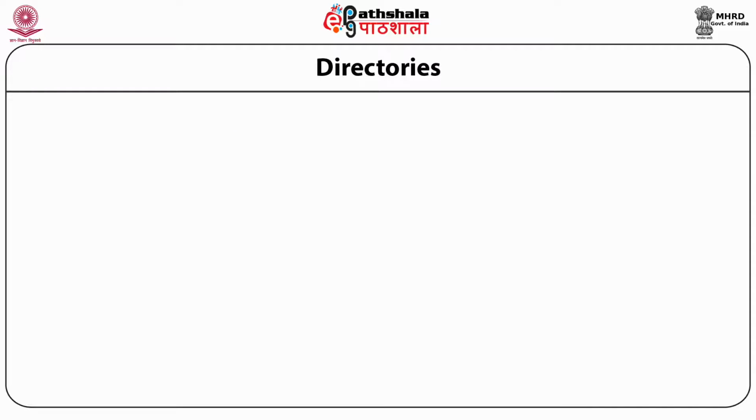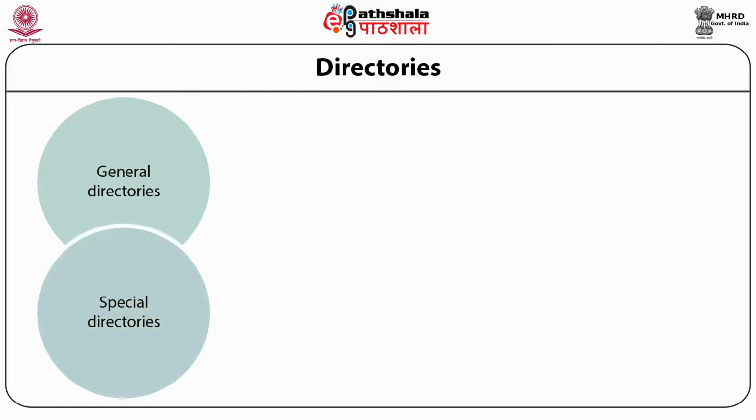Directories. A directory provides a list of names and addresses of people and organizations. General directories are telephone directories giving telephone numbers, names and addresses of the subscribers. These directories are compiled by post and telegraph departments. Directories of organizations are called special directories.